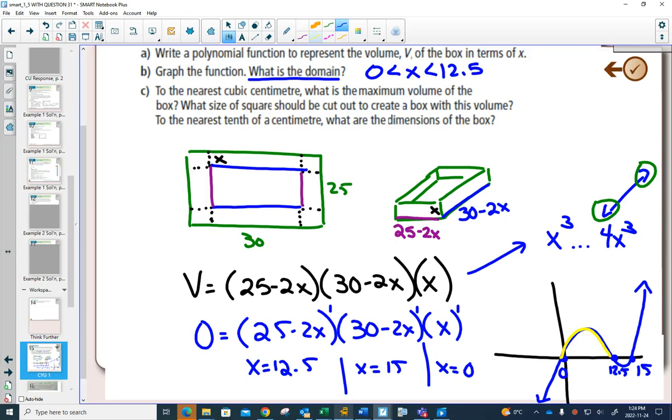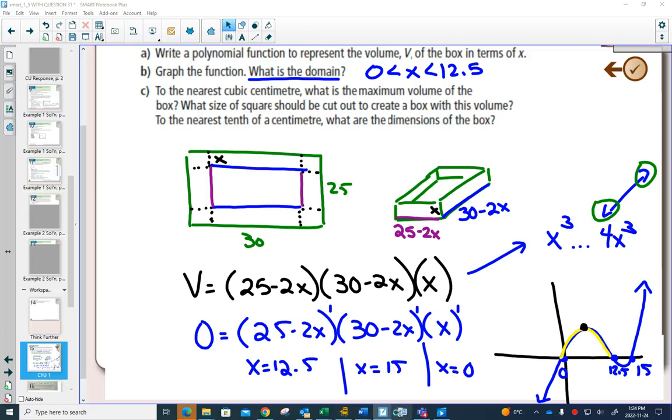Your x value needs to be between 0 and 12.5. So that yellow section is the only section that makes sense, and somewhere in that yellow section, there's a maximum. And this is where you're going to either need a graphing calculator or Desmos to find this. So if you have a graphing calculator, we're going to type in this equation. If you have Desmos, we're going to type in this equation.